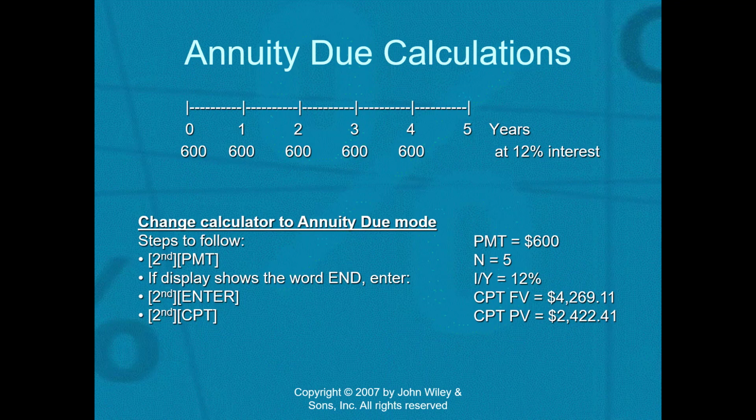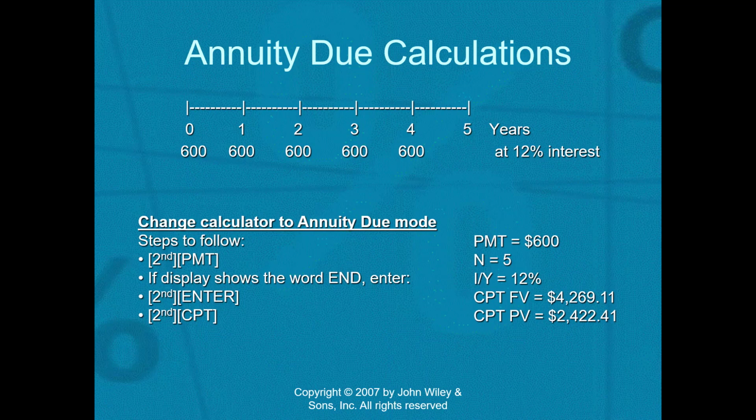In order to do that, again, hit second clear, second FV, just like we do every time. Hit 600, negative, PMT. Then we're going to hit 5 N, 12 I/Y, and compute future value. And that's going to give us the $4,269.11.